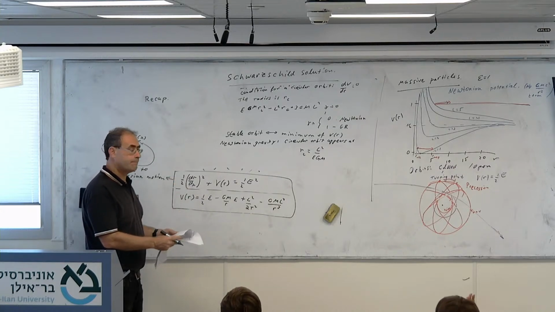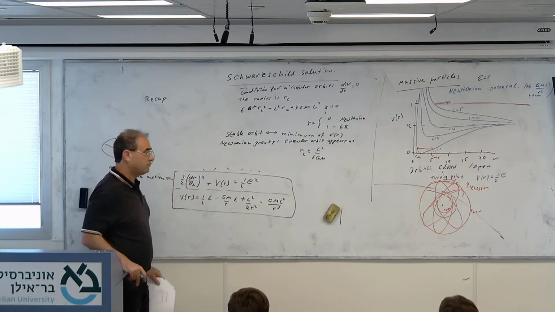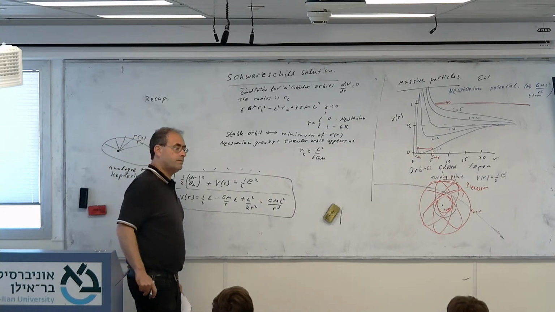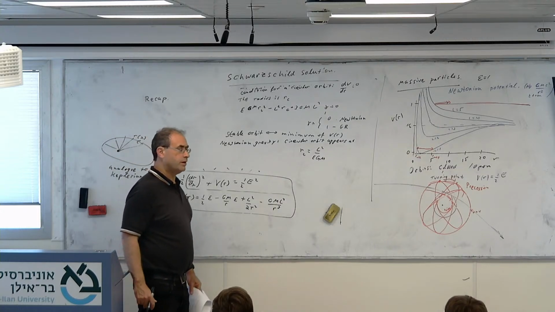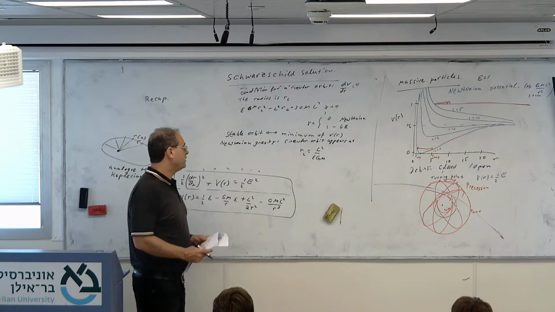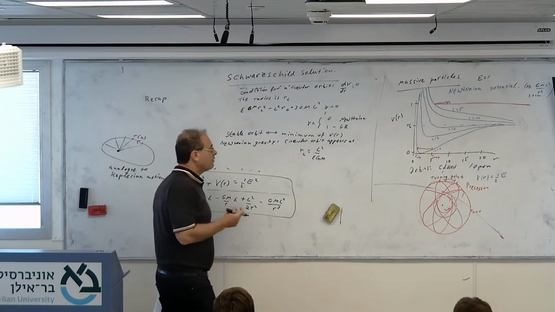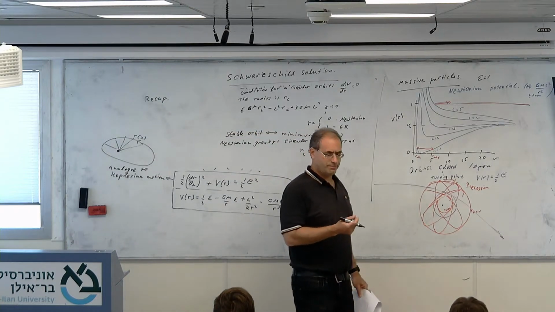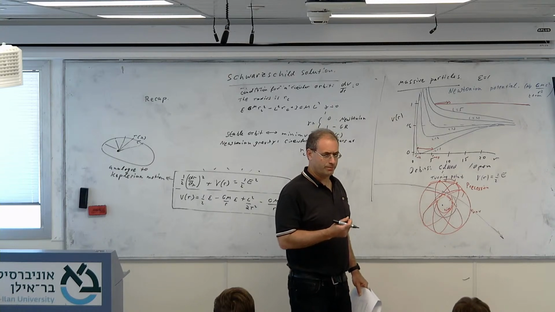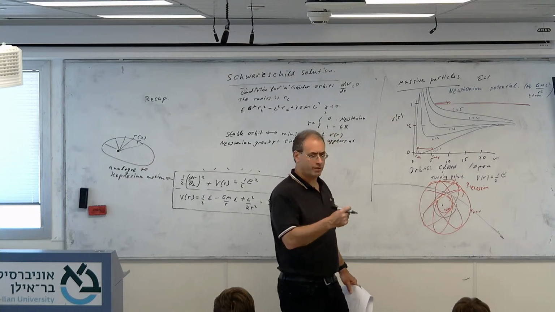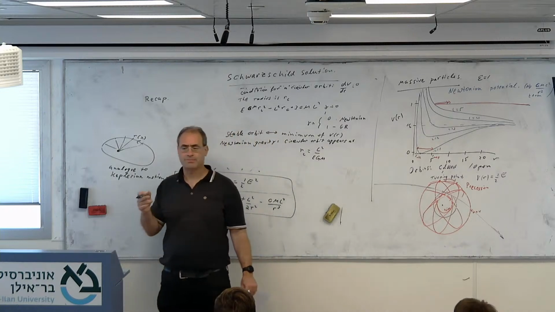Can I ask one general question? Yeah. What do you mean by angular momentum of a massless particle? When you think about it from a mechanics point of view. Here we're talking about angular momentum associated with the orbit of the particle. It's not the angular momentum of the particle itself. We're not talking about the spin, let's say.